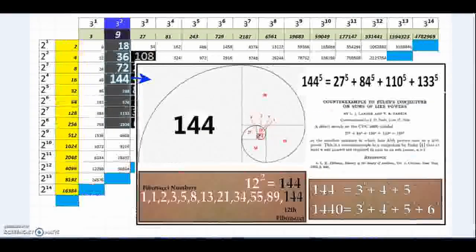So we see a geometric connection, but also in, say, the Fibonacci spiral. 144 is a Fibonacci number. So 1, 1, 2, 3, 5, 8, 13, 21, 34, 55, 89. 144 is the 12th Fibonacci number, and it's also 12 squared. So that's the interesting thing about these numbers, is how they all appear. They have these cross references.